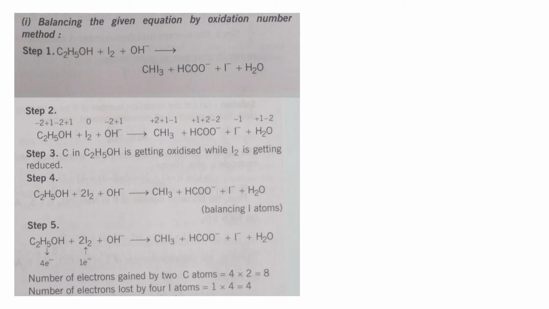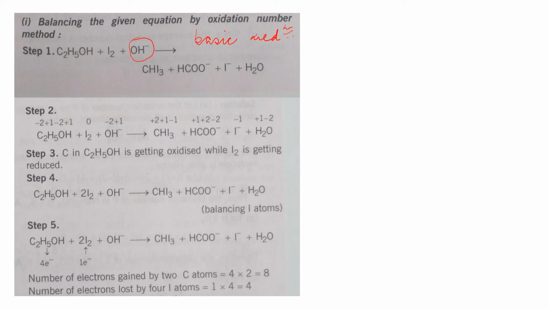Balancing the given equation by oxidation number method. One more question. C2H5OH plus I2 plus OH minus is giving you CHI3 plus HCOO minus plus I minus plus H2O. Now you can see one OH minus ion is present here. This means that this equation is in basic medium.